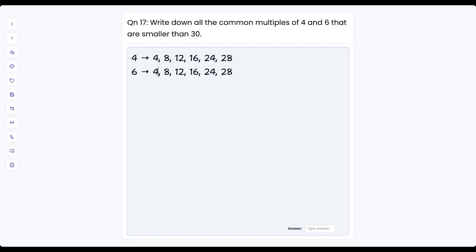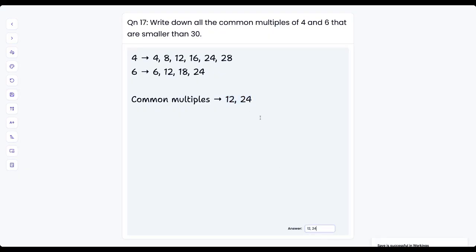So 6 is 6, right? 6, 12, 18, 24. That's it, right? So common multiple is 12 and 24. There you go. So that's the answer, 12 and 24. All right, let's move on to the next question.